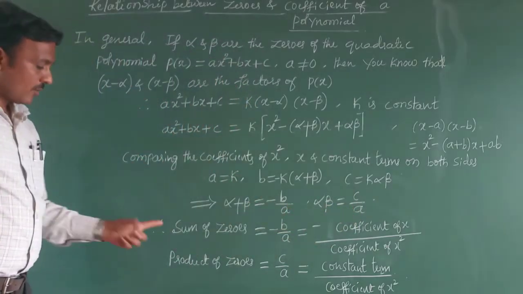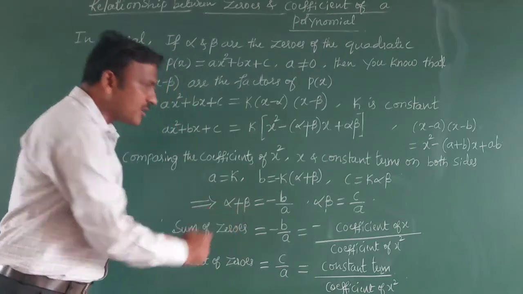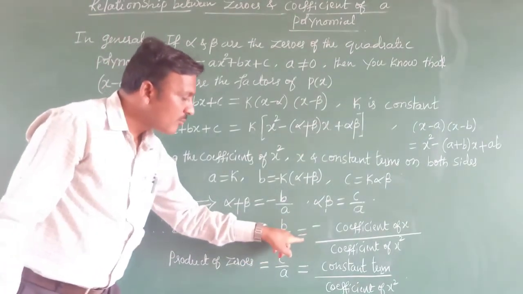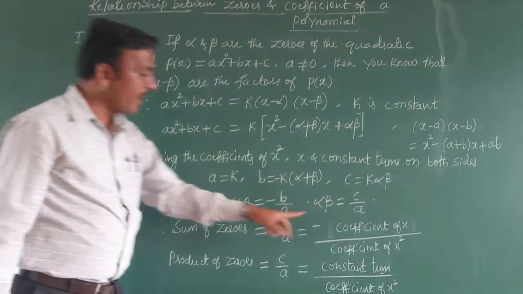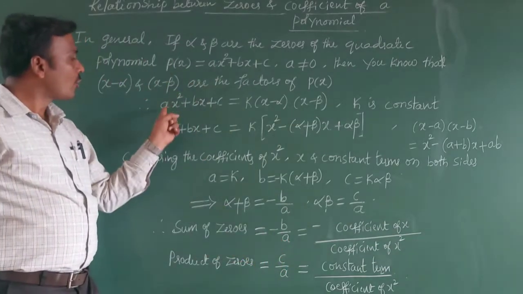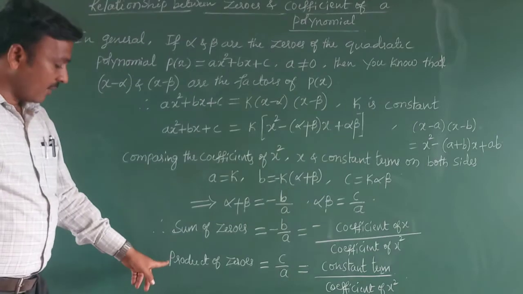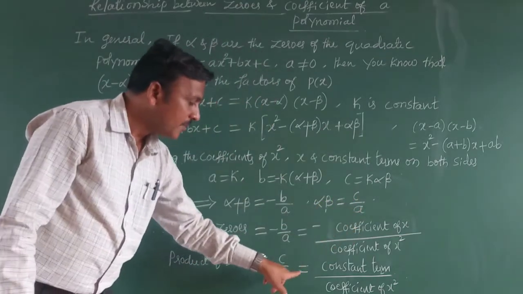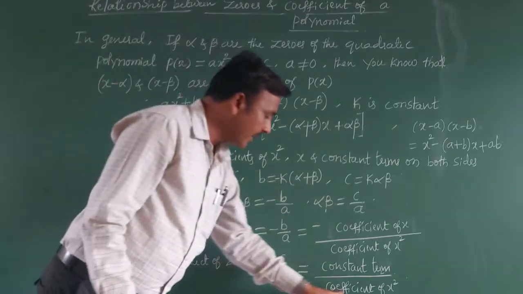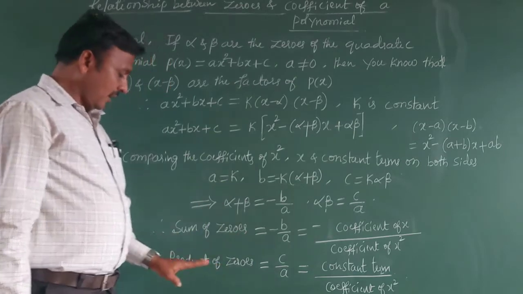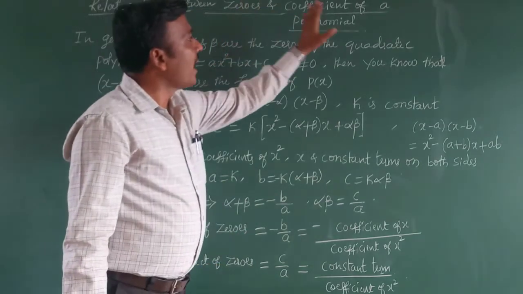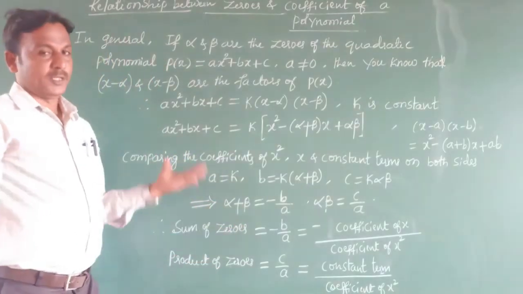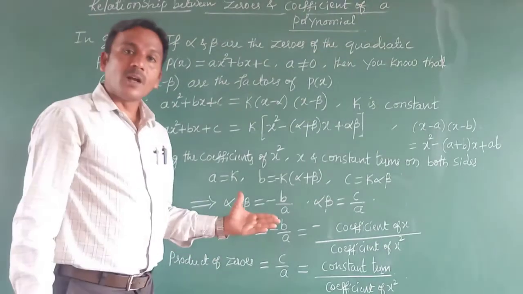By seeing these two results, we can conclude that the sum of zeros, alpha + beta, is equal to −b/a, that is, minus the coefficient of x divided by the coefficient of x². Similarly, the product of zeros, alpha·beta, is equal to c/a, that is, the constant term divided by the coefficient of x². This is the relation between zeros and coefficients of a polynomial. This statement is very important; you should remember it. By using this relation, we can solve some questions. I'll solve some questions next.